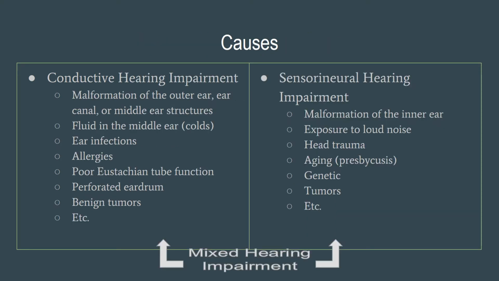The different types of hearing impairment can be caused by different causes. So conductive hearing impairments can occur by different allergies, ear infections, poor eustachian tube function, perforated eardrum, any malformations of the outer ear canal or middle ear structures, fluid in the middle ear, and there are others, but these are some main causes. And then sensory neural hearing impairment can be caused by malformation in the inner ear, exposure to loud noise, head trauma, aging, genetic factors, tumors, and there are others. And then a mixed hearing impairment can be a combination of either these conductive causes or the sensory neural causes.